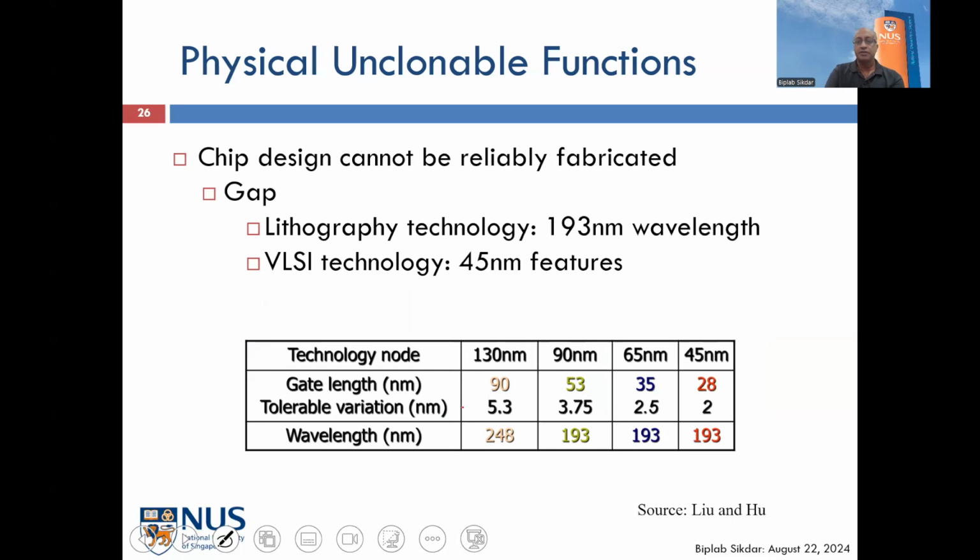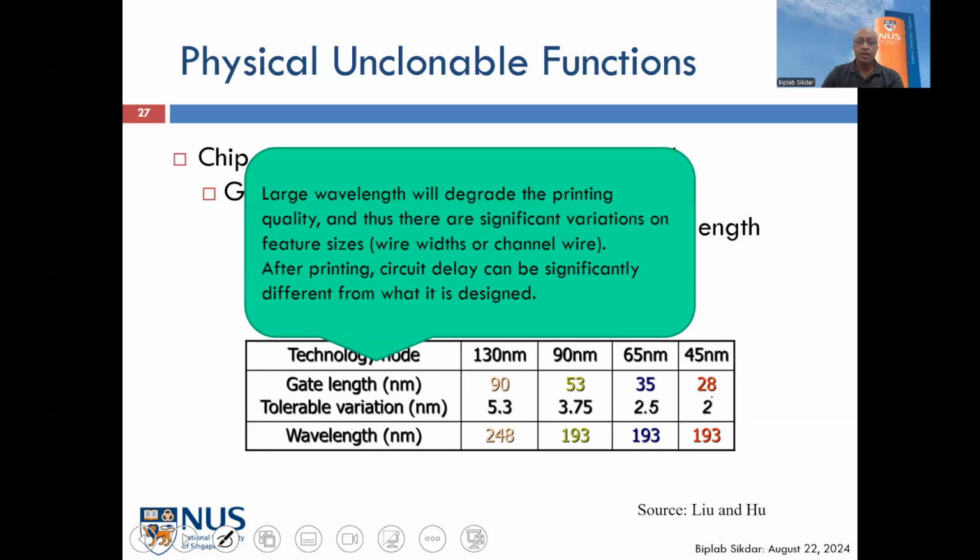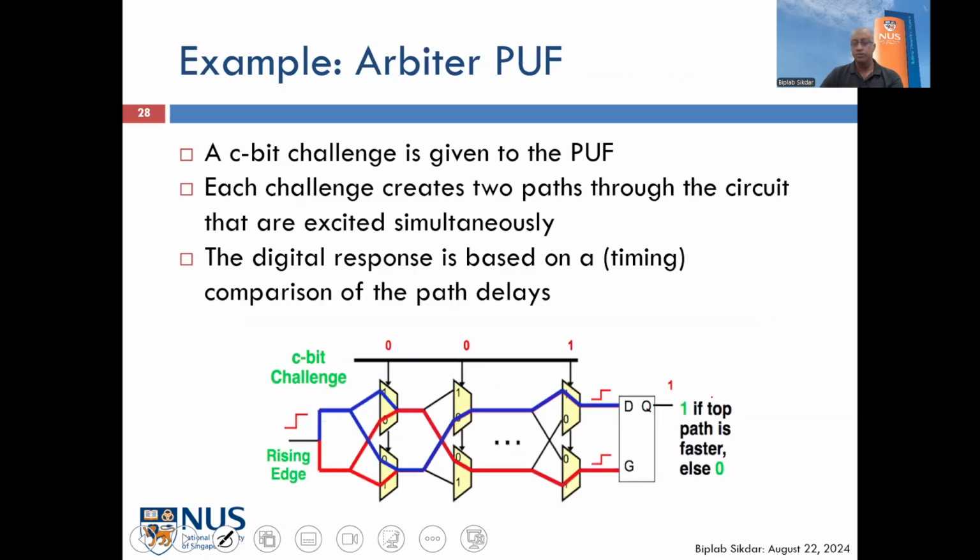So these are different technology levels. For example, when we are manufacturing something at 45 nanometer, let's say I want to make a gate which is 28 nanometer. It'll usually have a variation of about 2 nanometers and so on, right? So there's some tolerable variation. Now, in general, our circuits will operate okay with these kinds of variations. But now what we want to do is exploit this variation to our benefit. And here's one example of how we can create these fingerprints out of these variations.